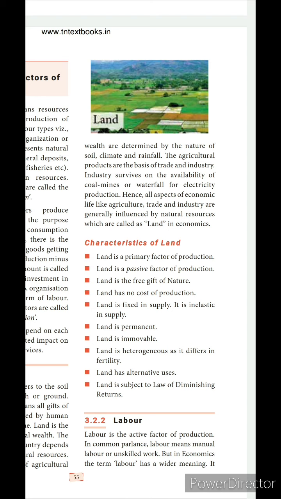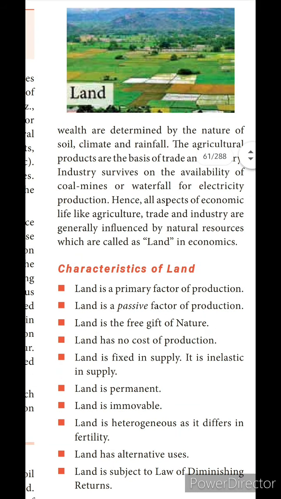The agriculture products are the basis of trade as well as the industry, that already I told. Industry survives on the availability of coal mines or waterfall or for electricity production. Hence all aspects of economic life like agriculture, trade and industry, that is primary sector, secondary sector and tertiary sector, all the sectors they need the, what is that one? Land. Land is the natural resource. Okay, now land only we are saying as a natural resource of each and every economy.